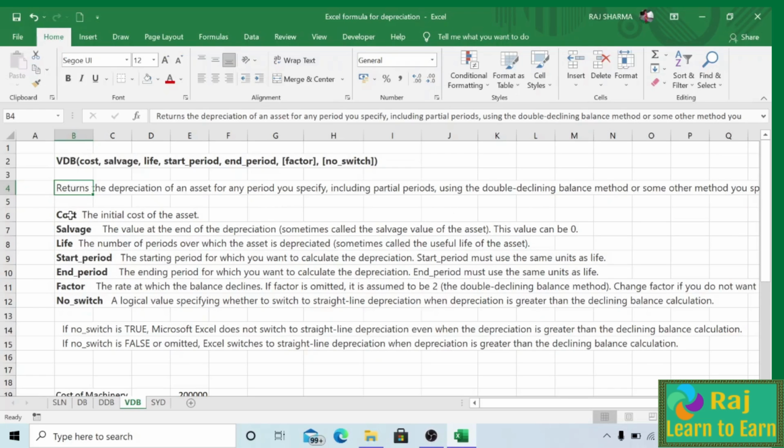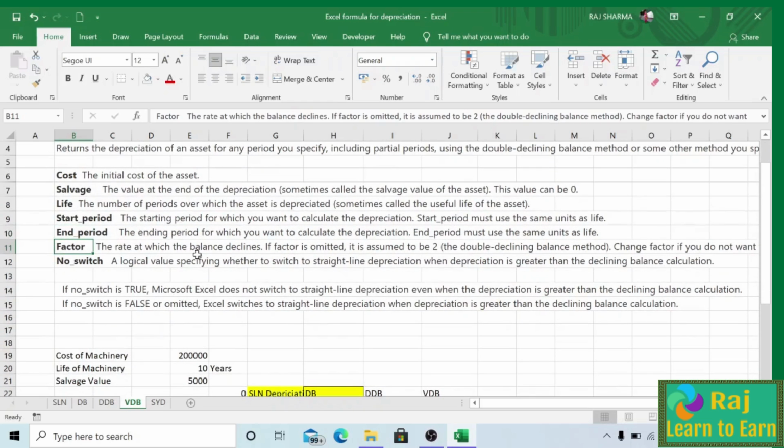Then a brief explanation of the components which are used. Cost is the initial cost of the asset. Salvage is the residual value of the asset. Life is the period of the asset for which the depreciation is going to be charged. Start period is the start period for which you are going to calculate the depreciation. End period is the ending period for which you want to calculate the depreciation.